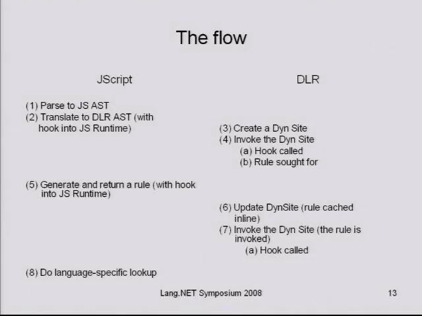It comes back. We had registered ourselves with the DLR, implementing IDynamicObject, saying that we are capable of generating rules for ourselves. So we get back control. We generate and return a rule. But again, in this rule, we plant a hook because we want to actually implement the semantics of prototype chain walking. Again, the dynamic site is updated, and this time when the invoke happens, control comes to our hook, and that was the try get item API. At this point, we are able to look into our own property bag or walk the prototype chain.